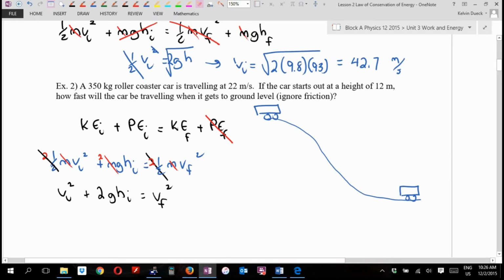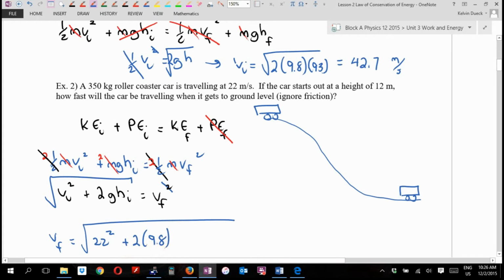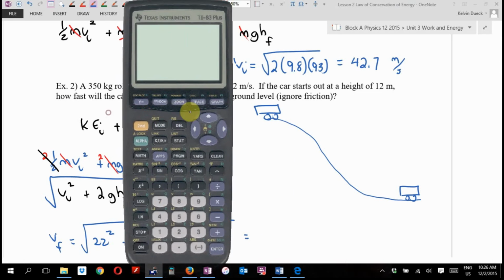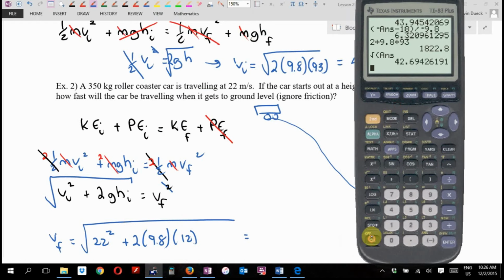There it is. What are we trying to find? Pick your pencils up. Square root. Okay. So Vf is going to be the square root of 22 squared plus 2 times 9.8, not negative 9.8, conservation of energy, work energy, scalar, 12. I think I'm going to do everything in the square root, hit equals, and then go square root answer button.